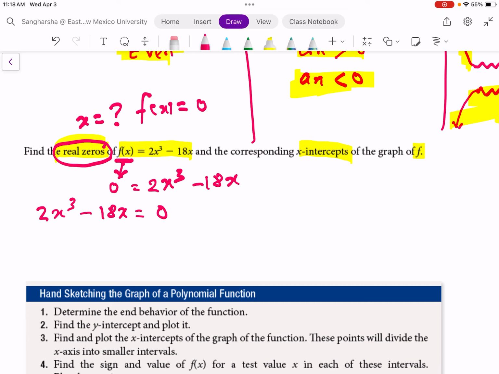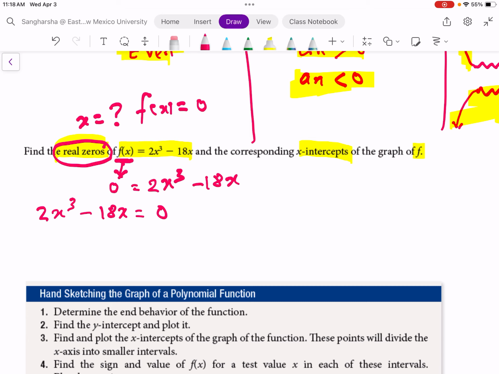Okay, now once we have the equation, we have to use factorization here. When we have a quadratic equation, we use factorization, the quadratic formula, or the completing the square method. Every time you are asked to solve the equation, factorization is the easiest way.